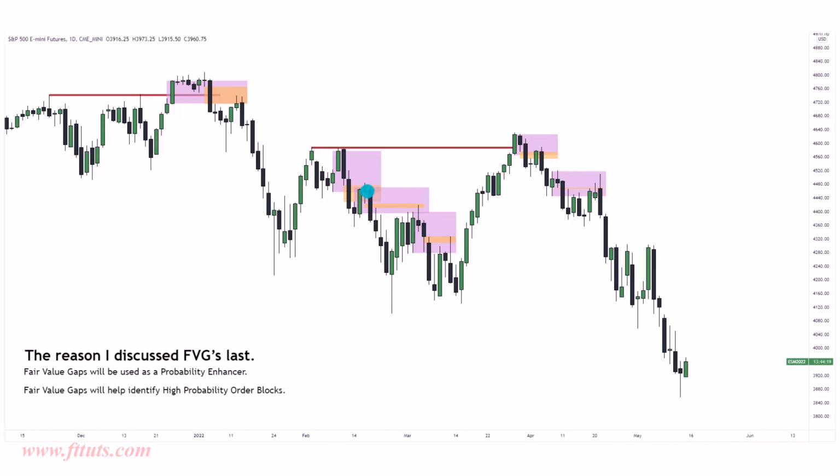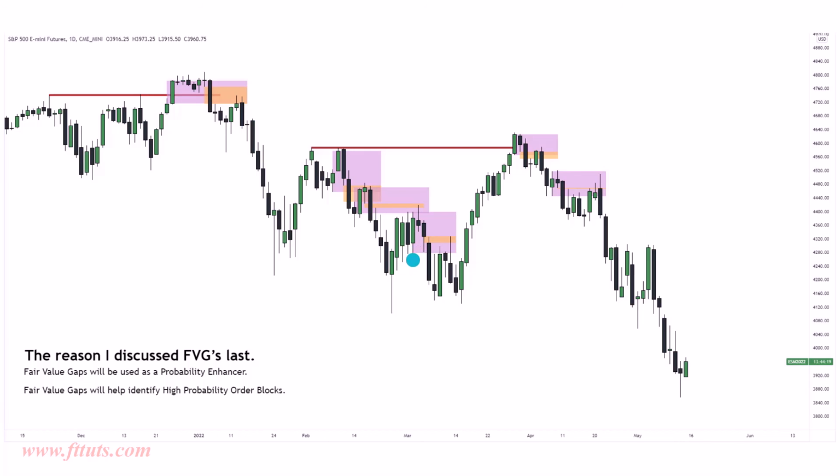Selling opportunities will occur at these levels. 1, 2, 3, 4. That's 4 days of being a bearish seller. Okay. Price takes out a recent low, offers a retracement into this order block. Look what's inside that order block. We have a fair value gap here. That's a high probability order block. Okay. Same thing here. This is the more aggressive order block.